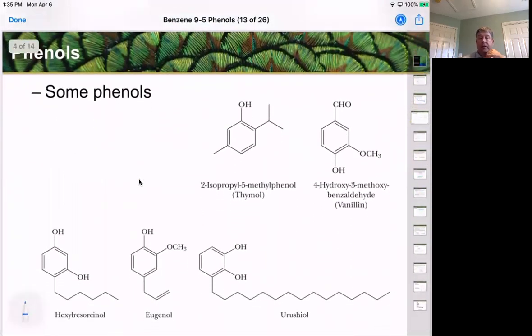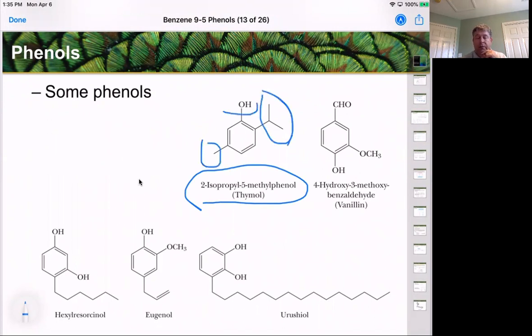Phenols are used a lot in different types of biological systems. For example, this derivative here is called the 2-isopropyl 5-methylphenol. So you have the 2-isopropyl, you have the 5-methyl, and you have the phenol here. This is called thymol. It's an actual flavoring in a bunch of different materials.